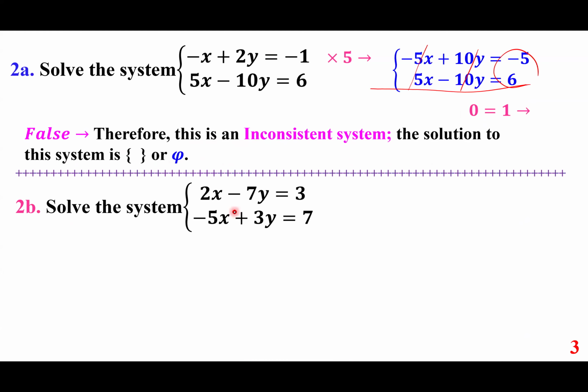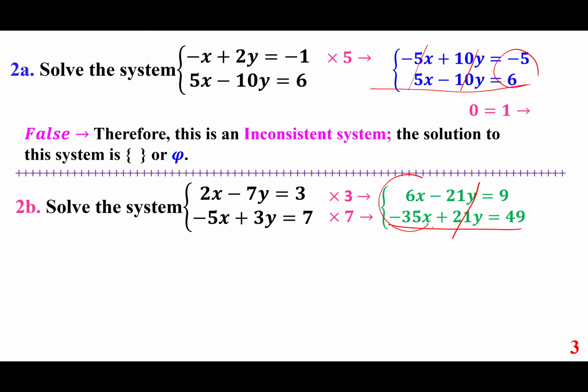What about this one? If I want to get rid of the x, I'm going to multiply this one by 5, this one by 2. If I want to get rid of the y, I'm going to multiply this one by 3, this one by 7. Since they are opposite in sign, just both of them positive. For example, let's multiply this one by 3. We get 6x minus 21y equals 9. Let's multiply this one by 7. Negative 35x plus 21y equals 49.